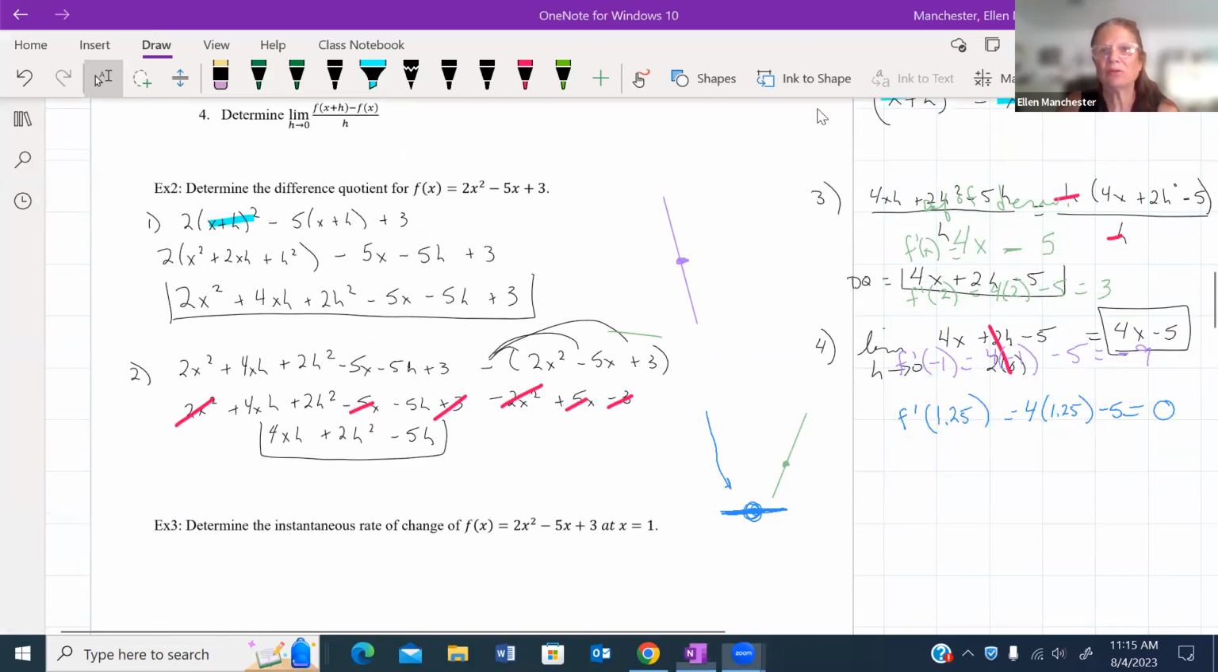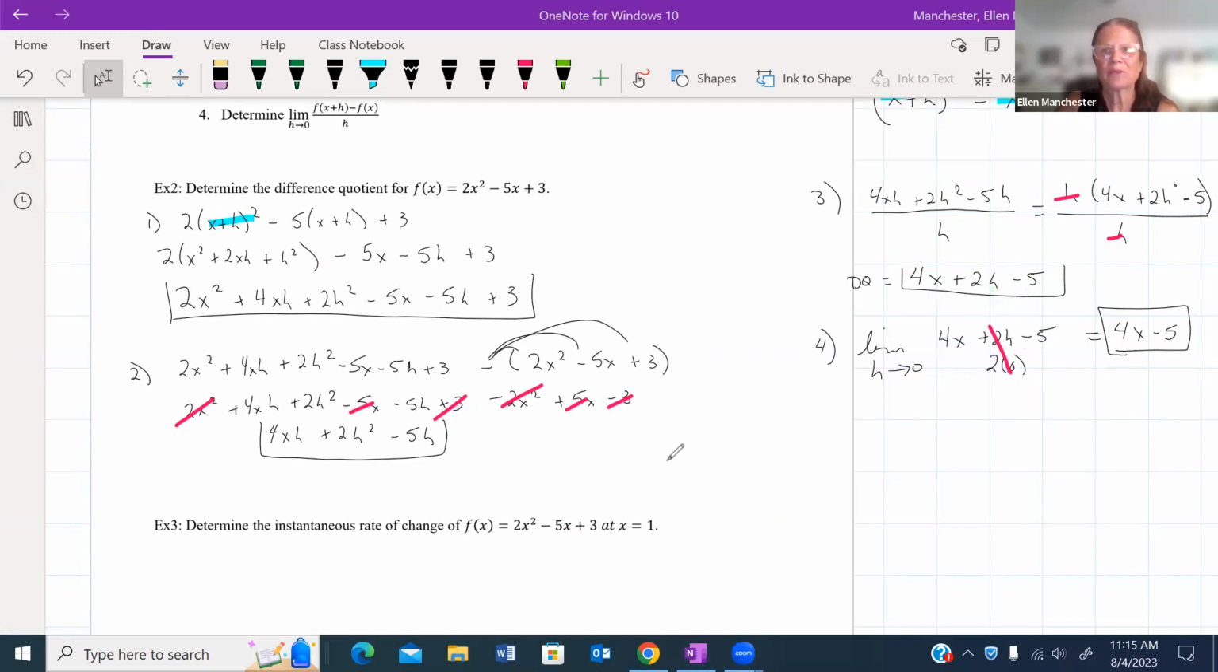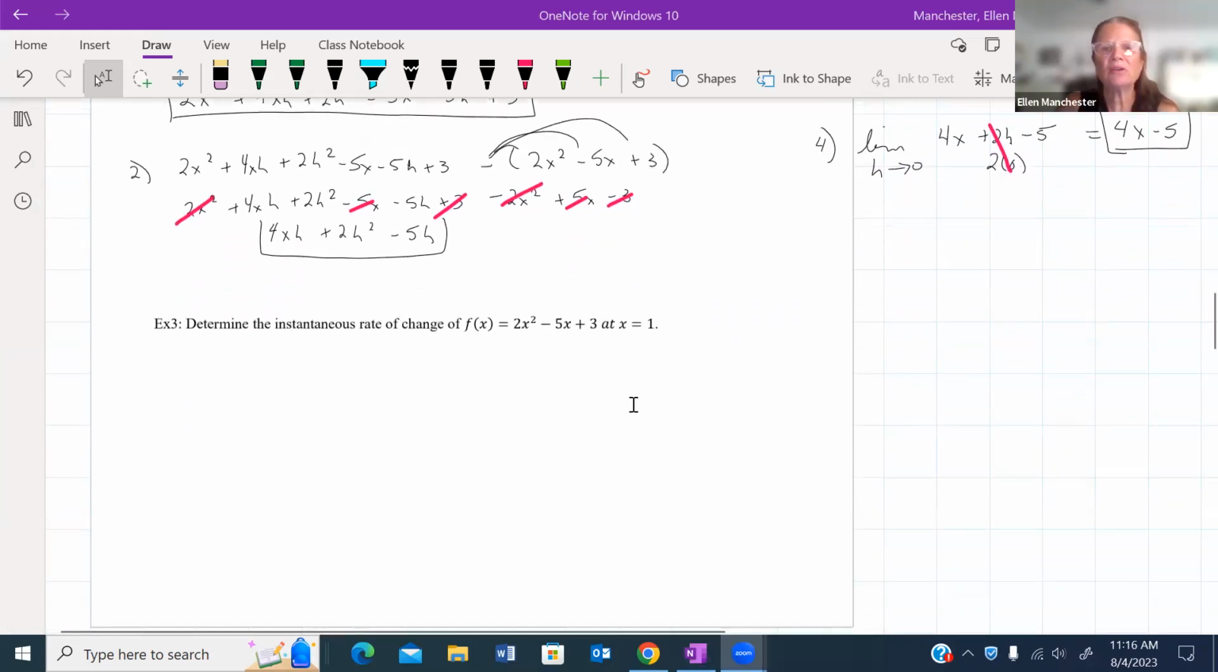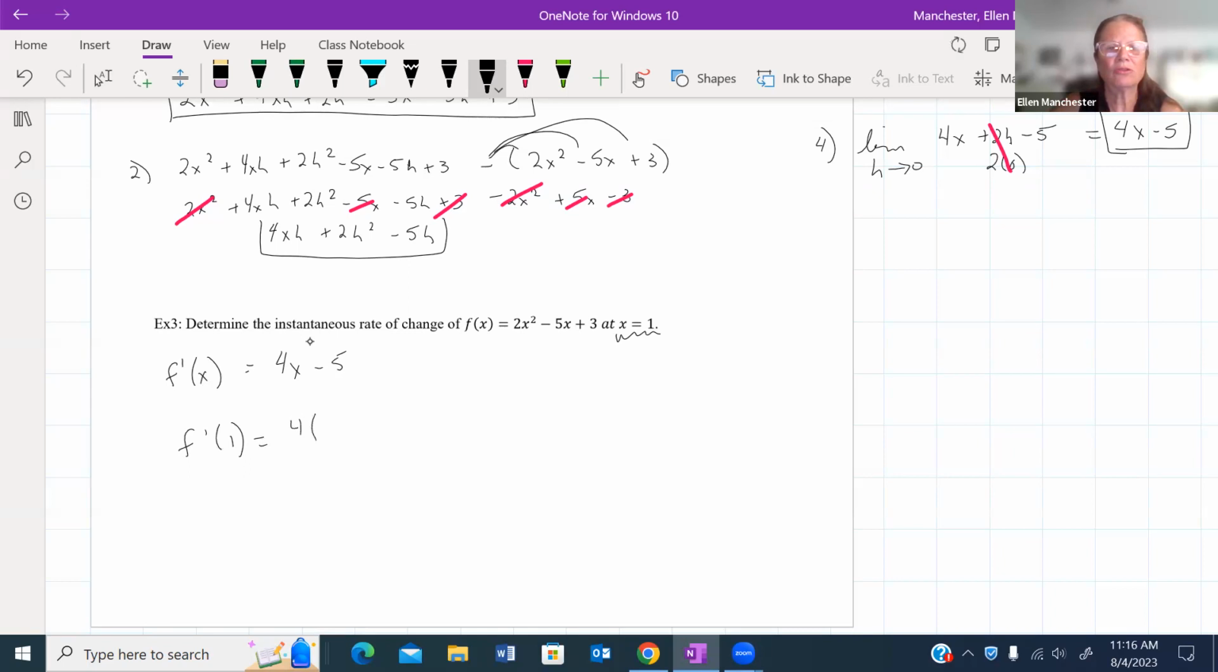Oops, I gotta erase all this on my drawings. Okay. All right, so let's try this again. So now this is saying, okay, determine the instantaneous rate of change, same function, right? We already know what the instantaneous rate of change is. Our derivative, so remember, this is our notation, the little tick mark is derivative, is 4x minus 5. And they want to know, okay, what's going on right at x is 1? So the derivative at 1 is 4 times 1 minus 5. So 4 minus 5 is -1.